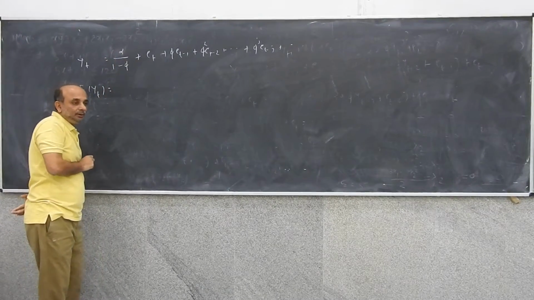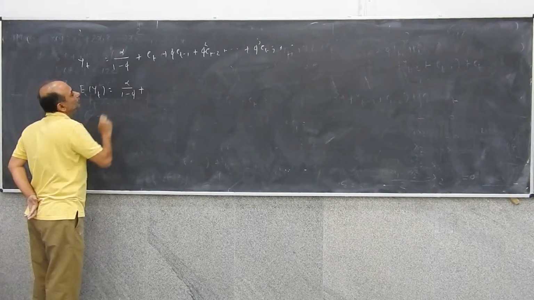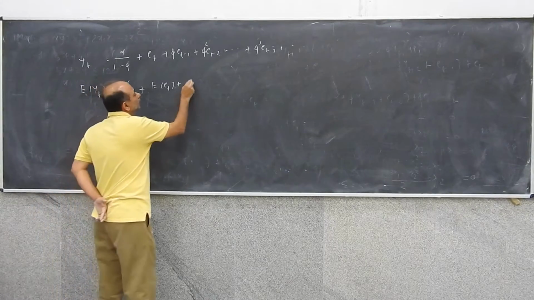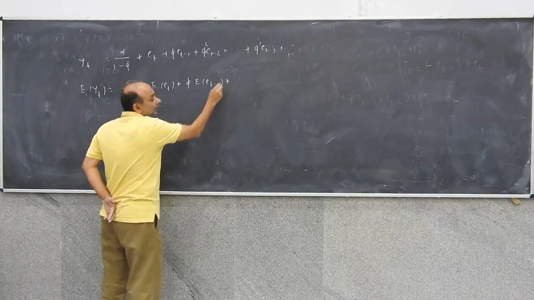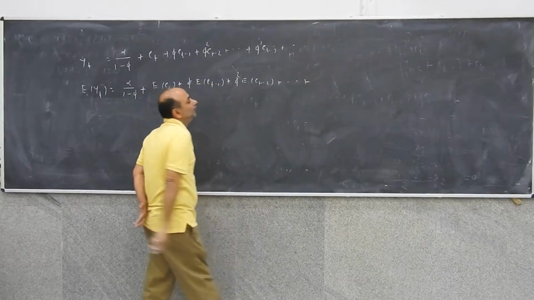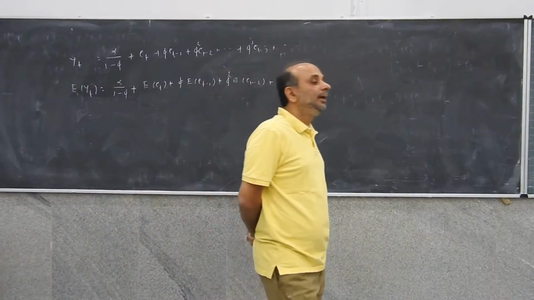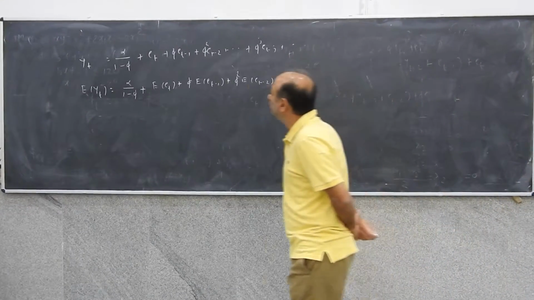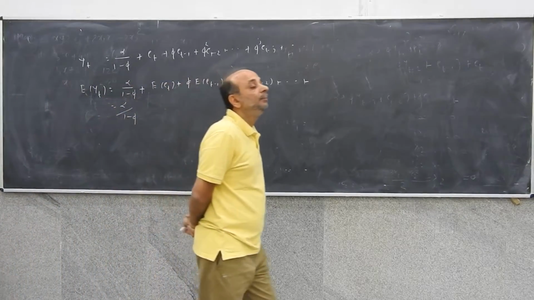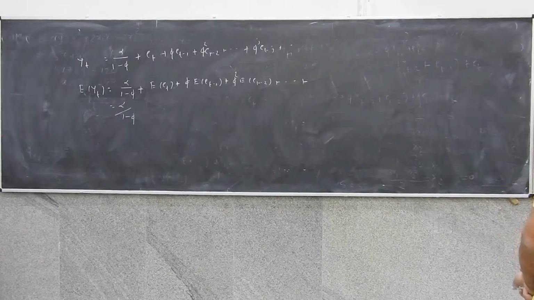Why would that be? Because this is a constant and the expected value of a constant is a constant. So this becomes alpha upon 1 minus phi plus expectation Et plus phi expectation Et minus 1 plus phi square expectation Et minus 2 and so on. And what is expectation Et? 0. Expectation Et minus 1 is 0. Expectation Et minus 2, they are all 0. So this becomes alpha upon 1 minus phi. So the long-term mean of this process, the unconditional mean of Yt, is alpha upon 1 minus phi.